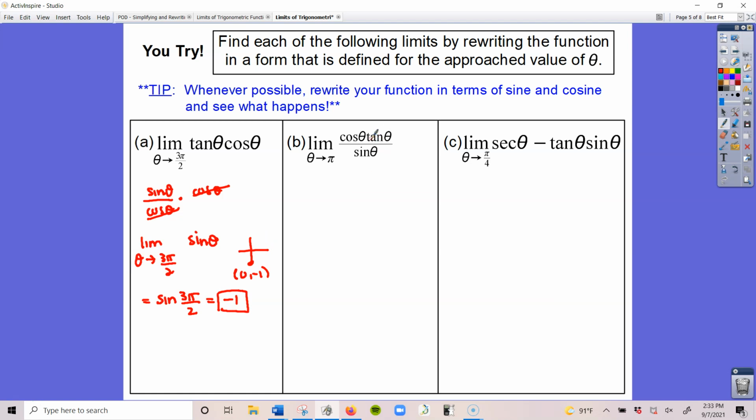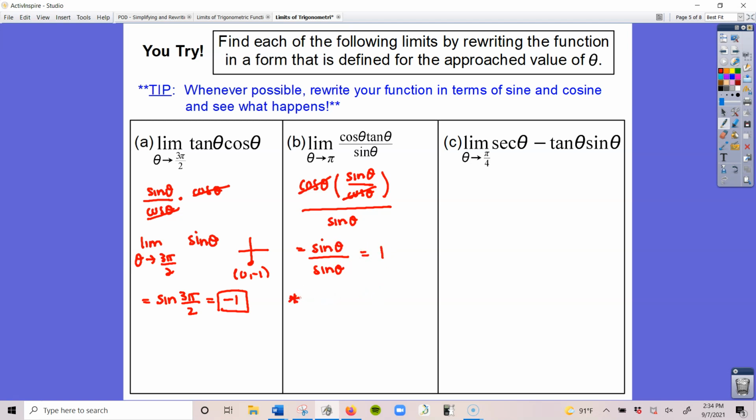Let's look at this one here. We have the limit as theta approaches pi of cosine theta tangent theta over sine of theta. So I'm going to rewrite everything using only cosine and sine. In the numerator, we have cosine theta, and then tangent theta is sine theta over cosine theta. And all of this is over sine theta. So now what happens here is the cosines cancel. And in the numerator, I'm left with sine of theta over sine of theta. Sine divided by sine, that's 1.